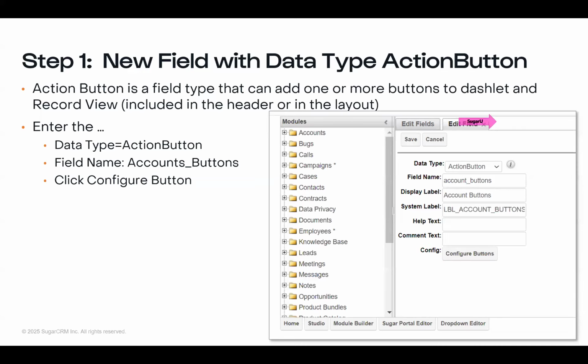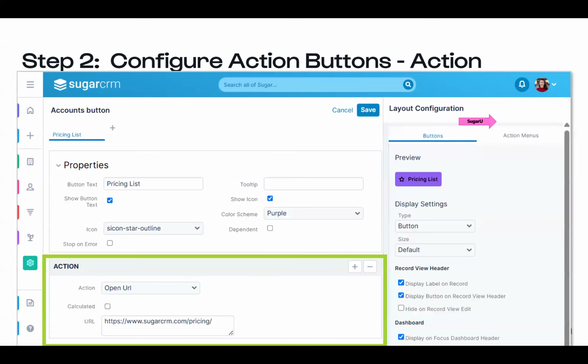Now, when I configure my field, I always start at the bottom left-hand corner, which is the action. The action will tell me then what I need to put into properties and what I need to put into the layout. So there in the action section, there are several types of fields that you can create, okay? The actions that can take place.